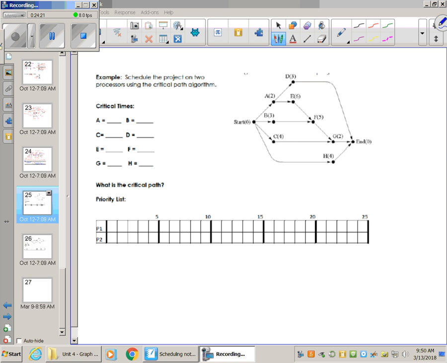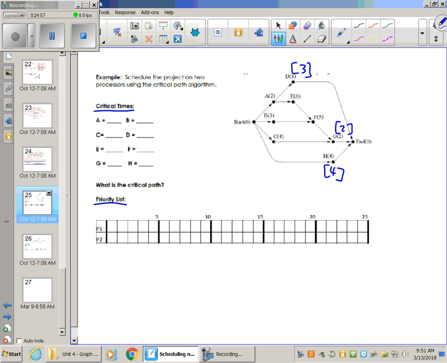Okay, so this example right here summarizes everything that we've done. It does everything that we've learned these past couple days with scheduling. This is the type of problem that you're going to see. And if you notice, this is the same problem we just did for a warm-up, but now we're going to create our own priority list. And in order to do that, we have to find the critical times of all of our vertices. So let's start using the ones that are pointing towards the end. So this would have a critical time of 2, a critical time of 4, and a critical time of 3 because they're all pointing at the end.